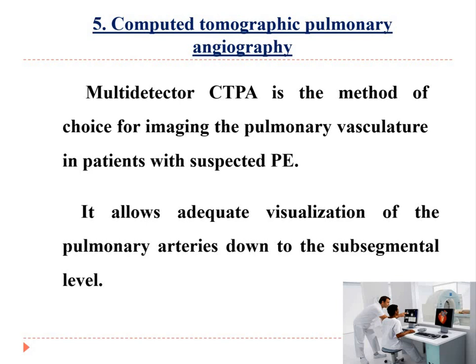Fifth method, computed tomographic pulmonary angiography. Multi-detector computed tomographic pulmonary angiography, or CTPA, is the method of choice for imaging the pulmonary vasculature in patients with suspected pulmonary embolism. It allows adequate visualization of the pulmonary arteries down to the subsegmental level.